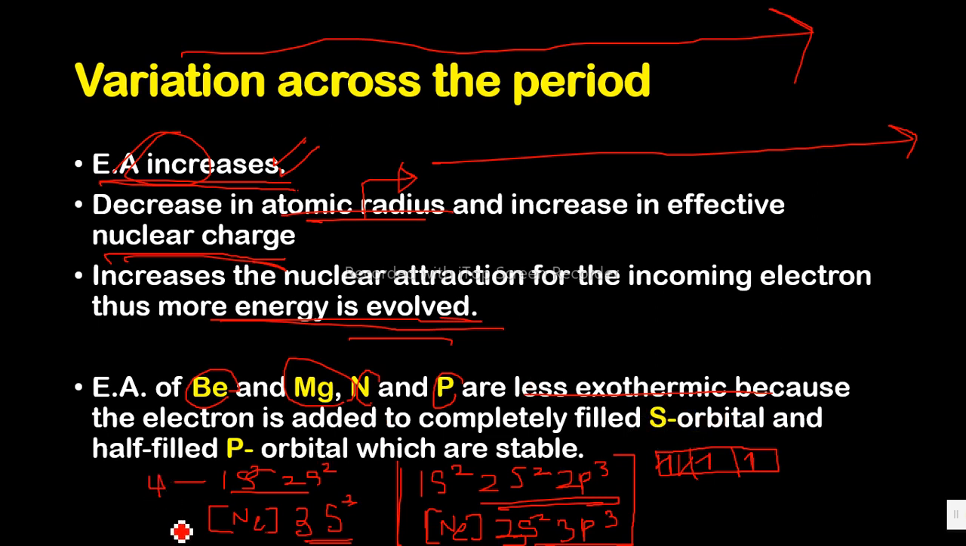Even when you are adding on magnesium, you are adding on the 2s electron, and the 2s is full. A fully filled orbital is thermodynamically stable, so it relatively offers less force of attraction to the incoming electron, and less energy is going to be evolved when the electron is added into the atom. That's how simple it is.